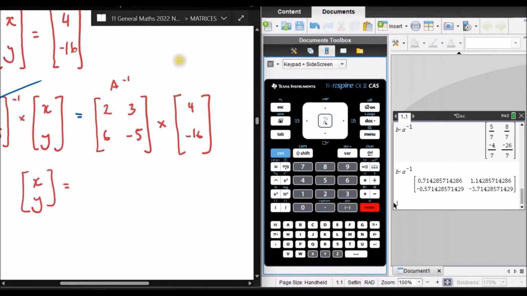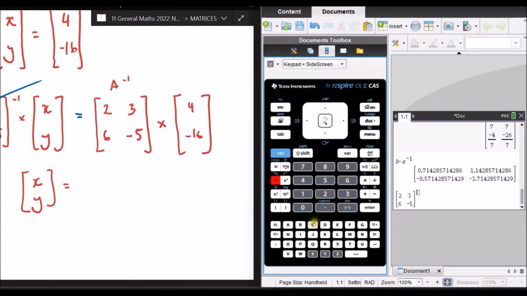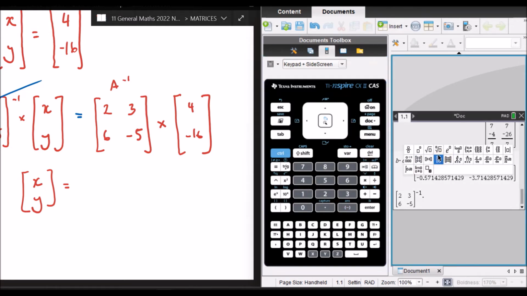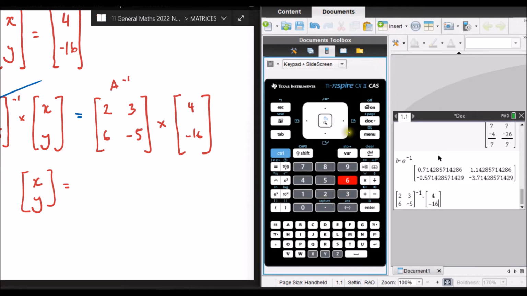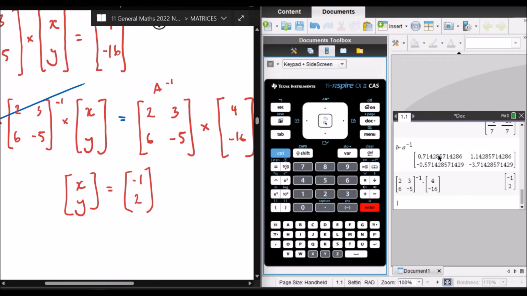So what are x and y? Let's calculate this on a calculator. You've got a square matrix, 2, 3, 6, negative 5. Notice how here I'm not going to label it, I'm just going to go straight ahead and put it in my calculator. Times 4 and negative 16. And what is that? Well, there's my answer. x is negative 1 and y is 2. So there's your answer for whatever x and y is.